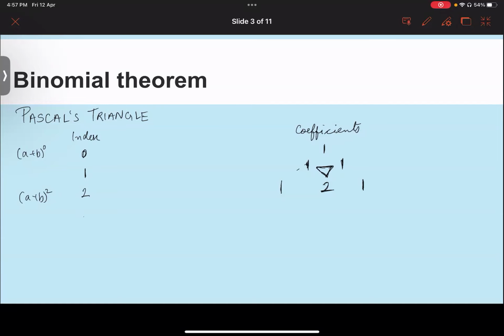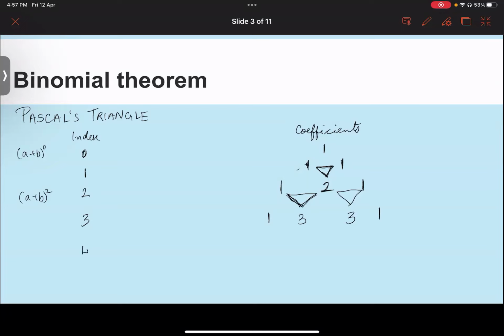And similarly for 3, your first and the last term will have coefficients 1. Now you are remaining with 2 more terms, because this is 3, so you'll have 4 terms. For that, you add 1 plus 2 over here, this gives you 3, and then you again add 2 plus 1 over here, it gives you 3.